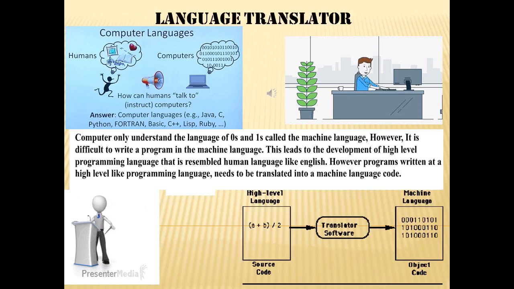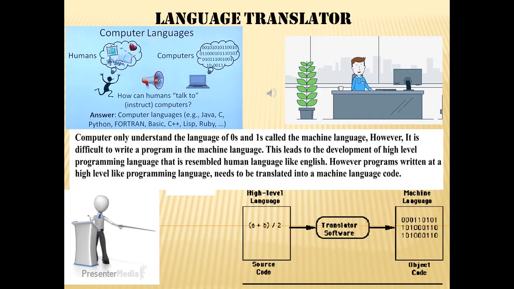So next one, language translator. What is the meaning of language translator? In a computer, the tools or software that perform the task of translation are called language translators. Already we know that the computer only understands the language of zeros and ones, which is called machine language. So machine language contains zeros and ones.